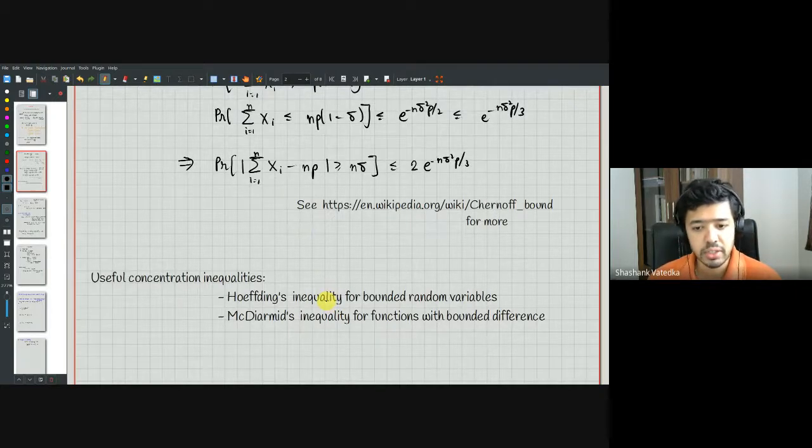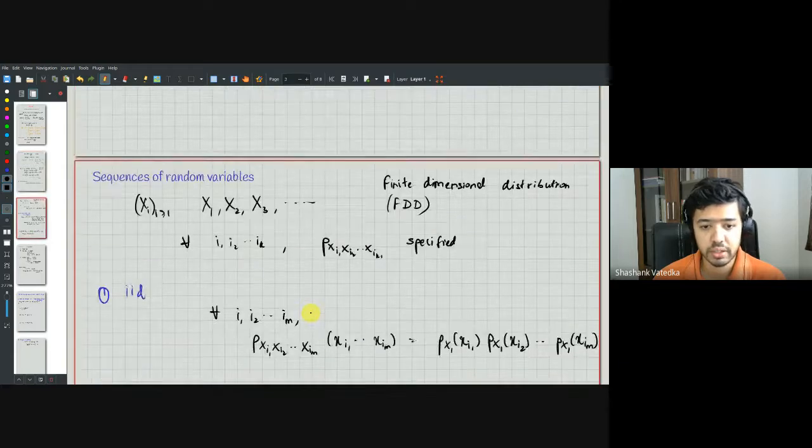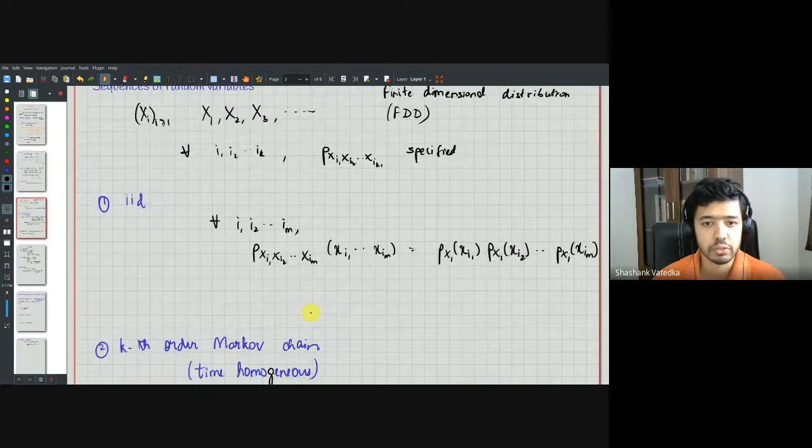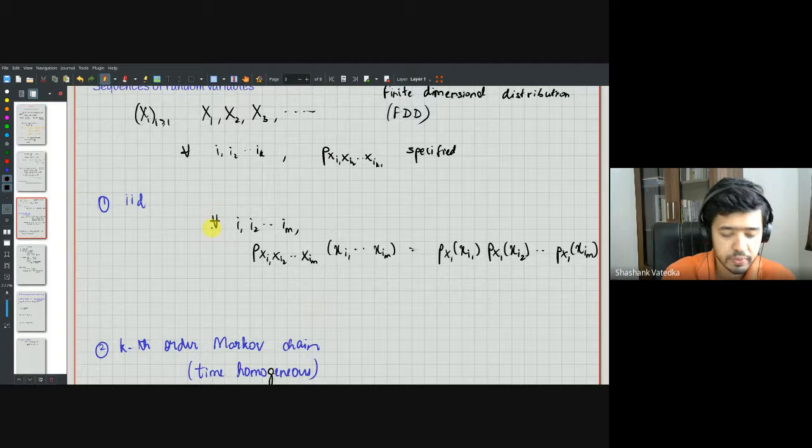All right, but there are other concentration inequalities as well, some of which we may not use in this course. But just for extra knowledge, you can just look at these inequalities: Hoeffding's inequality and McDiarmid's inequality.